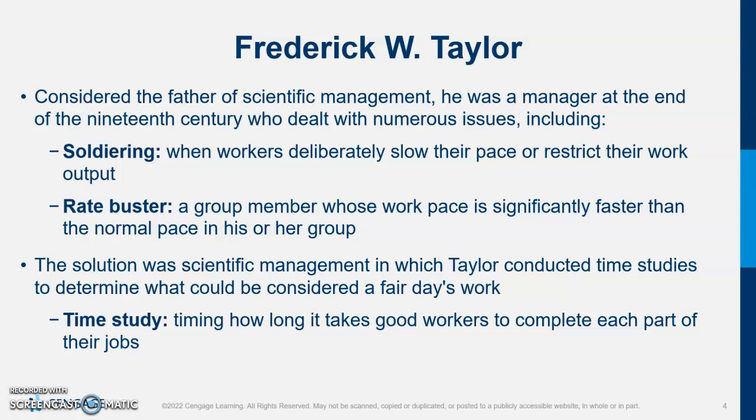He was a manager at the end of the 19th century, and he looked at two main issues: soldiering and rate busters. Soldiering occurred when workers deliberately slowed their pace in order to restrict their output. So they did things slower so they wouldn't have to work as hard. Whereas rate busters were people who worked significantly faster than the average person. So rate busters and soldiers didn't exactly get along. So Taylor did time studies where he actually timed optimal workers or good workers to see how long it should take to complete a job. And there's a video on Canvas you can watch about him.